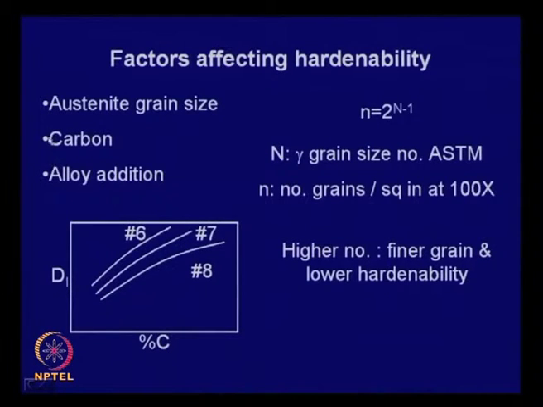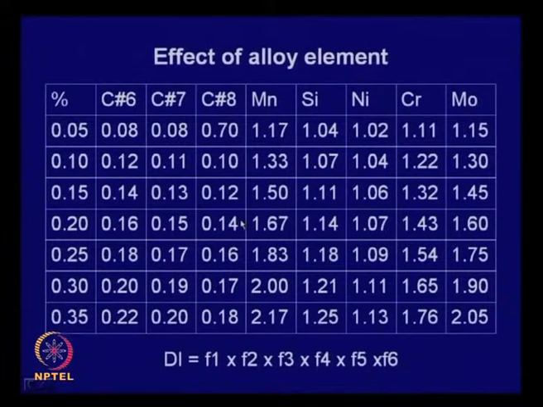So, only two factors can improve hardenability: increasing carbon content and increasing alloy addition. Now, if you look at the effect of alloy addition on hardenability, these are all empirically derived results. I have taken this from a handbook. Here this column gives weight percent carbon, and I have given approximate values for different austenite grain size numbers.